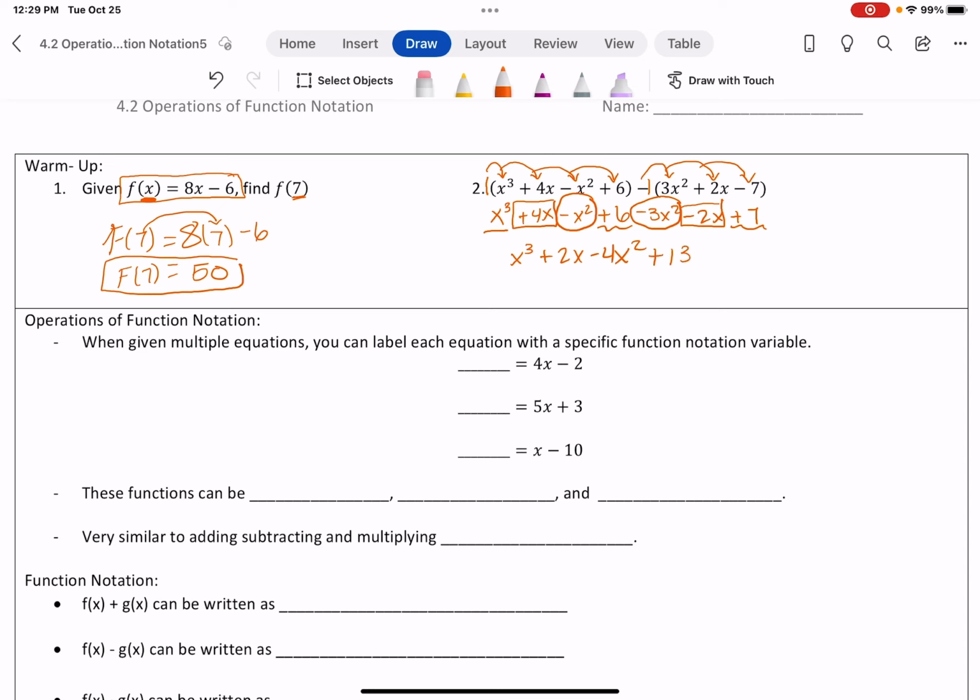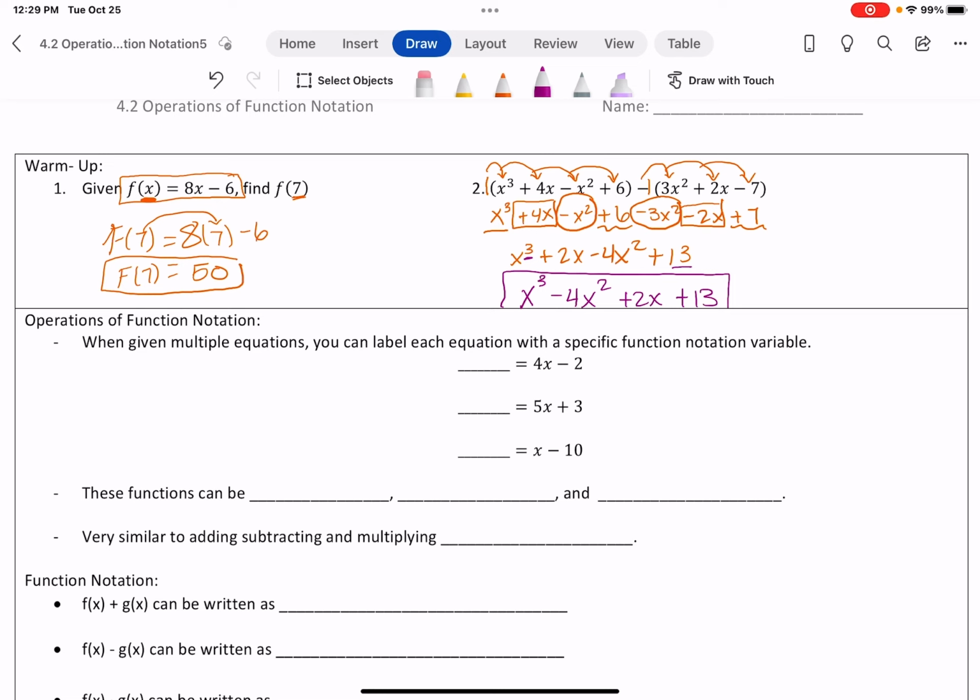Now, after I've combined like terms, I have to remember that my final answer has to be in standard form. So we have to go from highest exponent to our constant. If I rewrite this, I have x to the third minus 4x squared plus 2x plus 13. So there is my final answer.